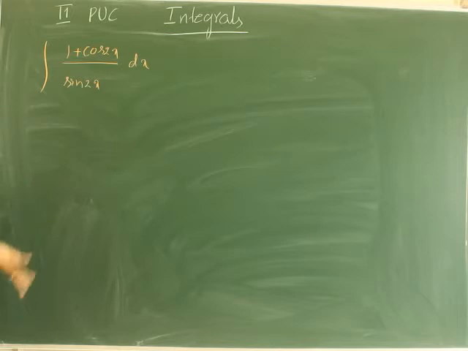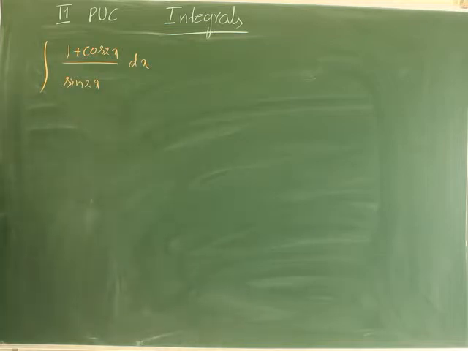So 1 by sin 2x is cosec 2x, and again we don't have a formula for it. Cosec square x we have, tan square x we don't have. So tan x we don't have. That's why we simplify this by using another method.